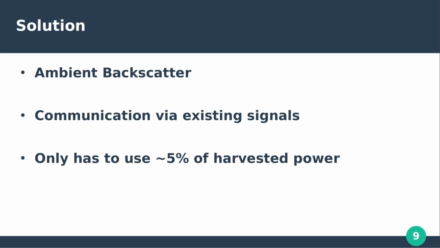Their solution, this paper introduces ambient backscatter. So instead of generating signals on their own via a device, the authors decided to use existing signals to communicate between devices. Now, this has the great realization of only requiring about 5% of the harvested power total to communicate via two devices. That means there's a whole 95% of harvested power that can be used for other calculations.